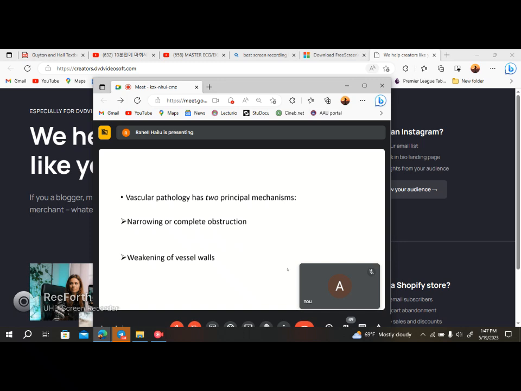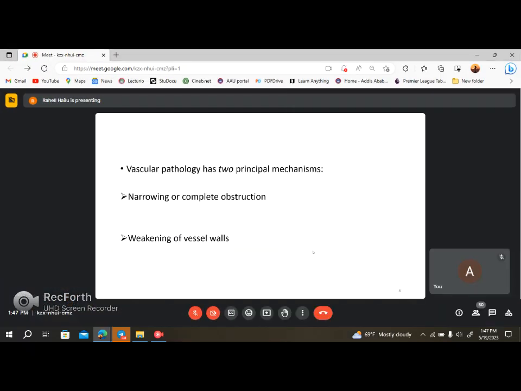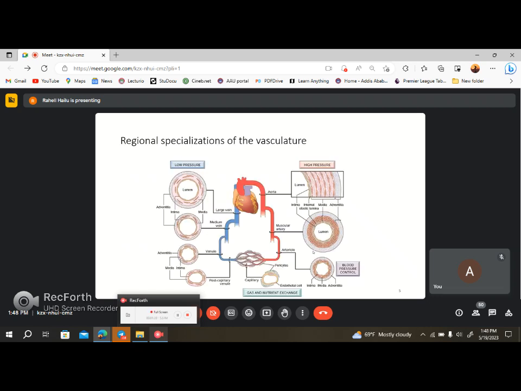So vascular pathology basically has two mechanisms. It can be either narrowing of blood vessels or a complete obstruction, or weakening of the blood vessel walls. So we'll just see sample pathologies from each of these two mechanisms: narrowing in the case of atherosclerosis and weakening in the case of aneurysmal abnormalities. So just to revise, I'm sure you know this from your physiology, how our vessel system is organized.